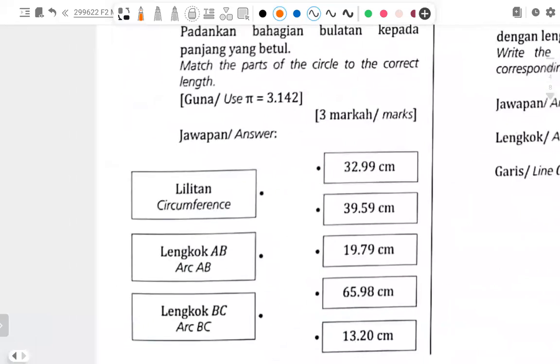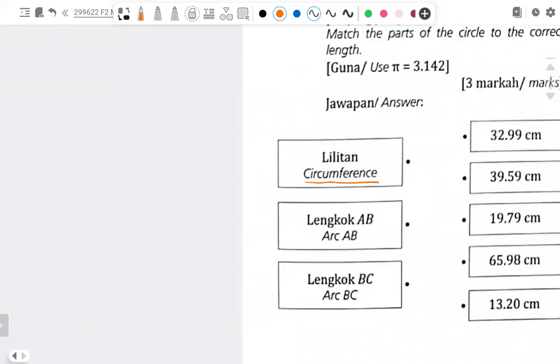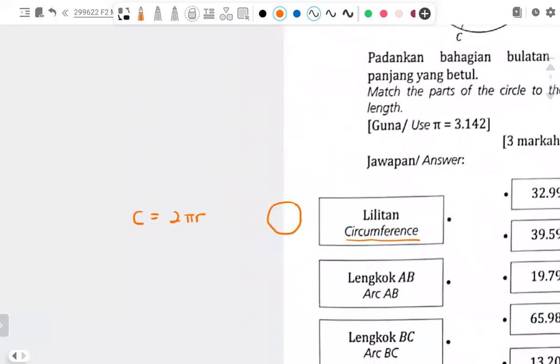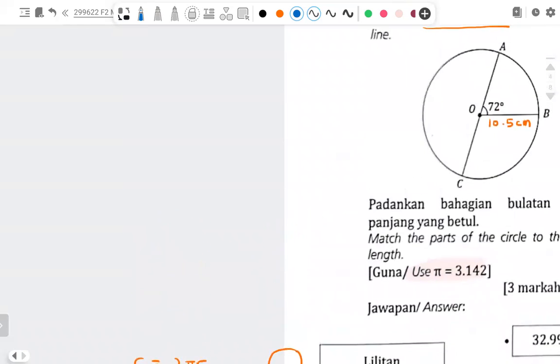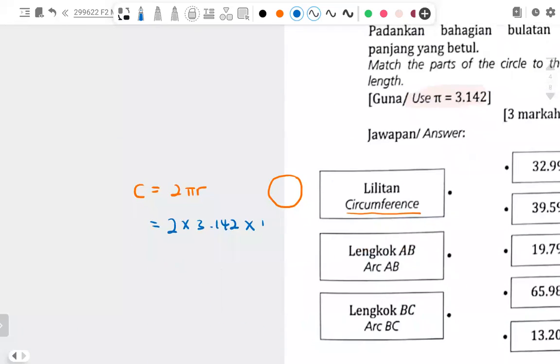Let's look at the word here first. Circumference, if I draw the circle, means the perimeter of the circle. The formula to find circumference is 2 pi r. We substitute: 2 times pi. The question says use pi equal to 3.142, so substitute 3.142 times the radius. What is the radius just now? 10.5. So times 10.5.